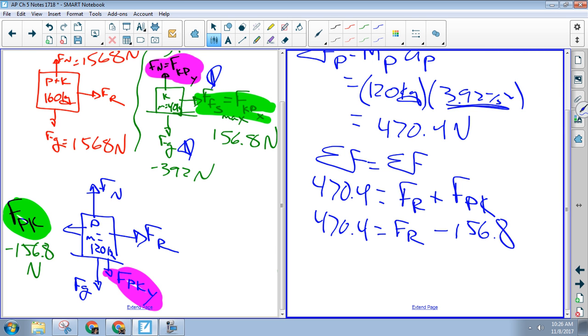if the kittens weren't there, then 470 newtons would do it, right? If the kittens weren't there, then he could just push forward with 470 newtons and we'd be good. But because the kittens are there, he's got to push with an extra 156 newtons to move them also. Do you see what I'm saying? So when you add the 156 to both sides, the force of Roy turns out to be 627.2.